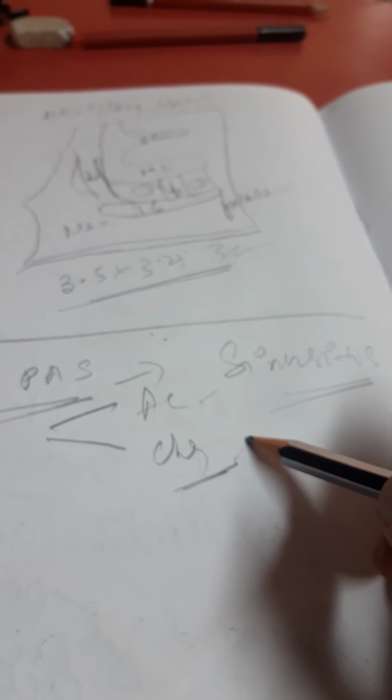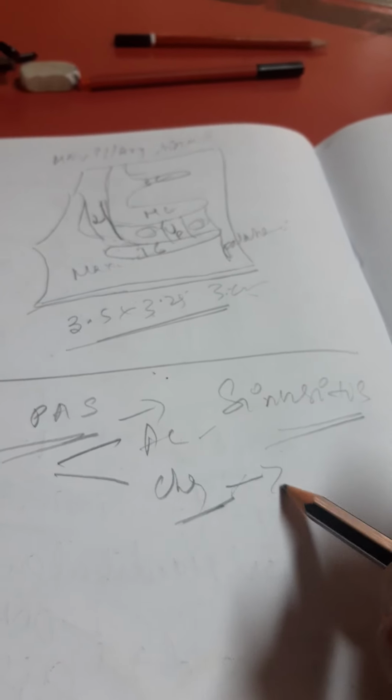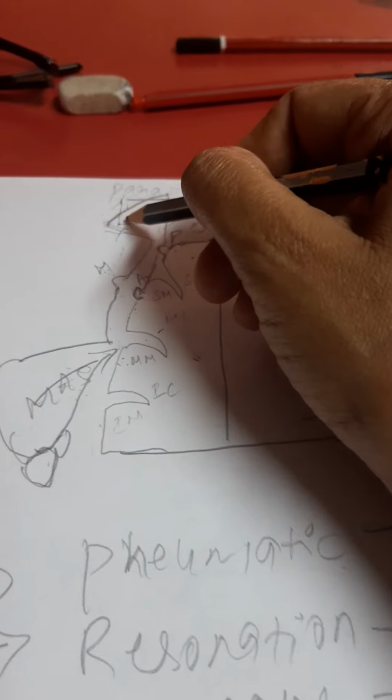So the applied anatomy is acute and chronic sinusitis. If it is for a short period, it is acute sinusitis. If it is over a long period of time, then you call it chronic sinusitis. In chronic sinusitis, what can happen? The lining epithelium here within the sinuses.